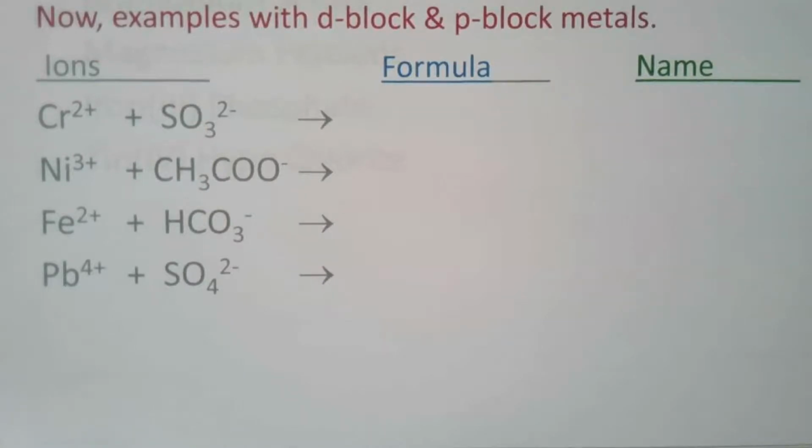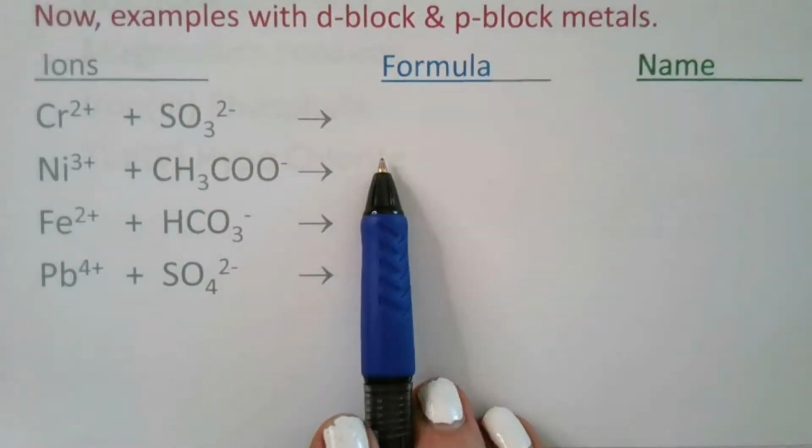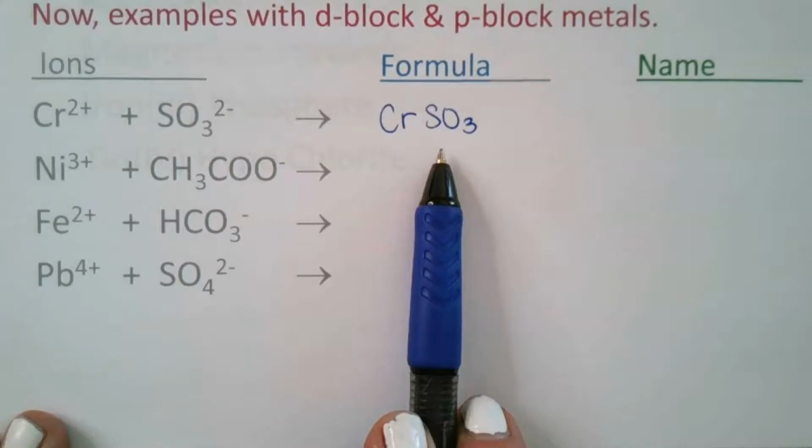First off, when we're starting out, crisscrossing for the formula doesn't really change in its difficulty. We're going to crisscross and reduce. That leaves us with a 1-to-1 ratio of CrSO3. No need for parentheses. We did not need any parentheses on the outside of sulfite, so we were able to just leave it.